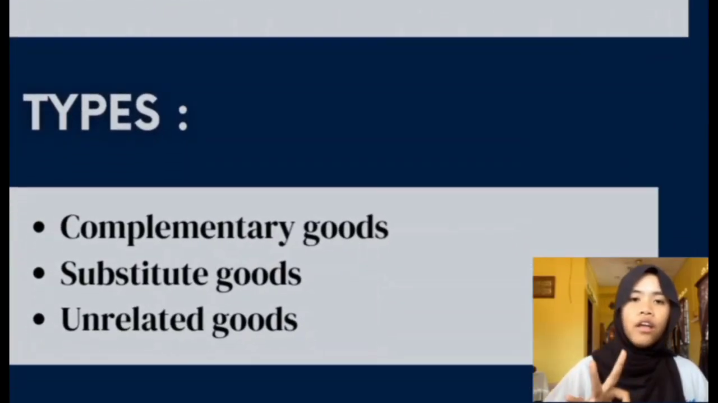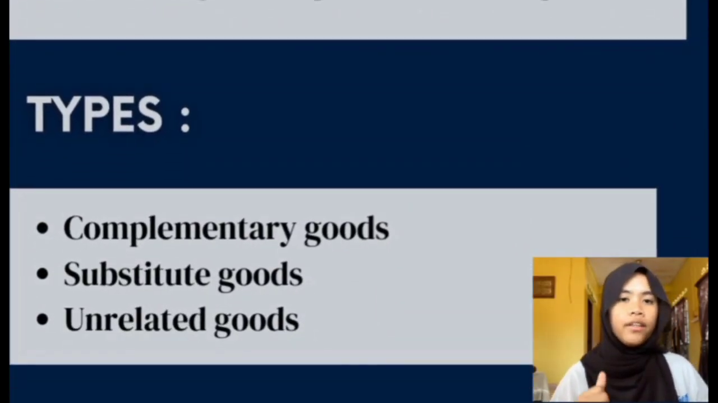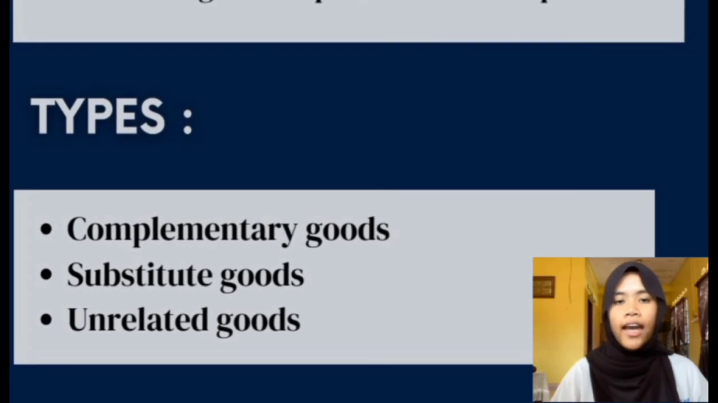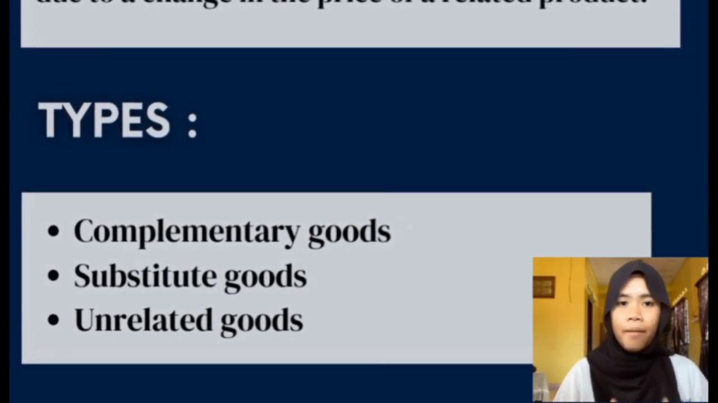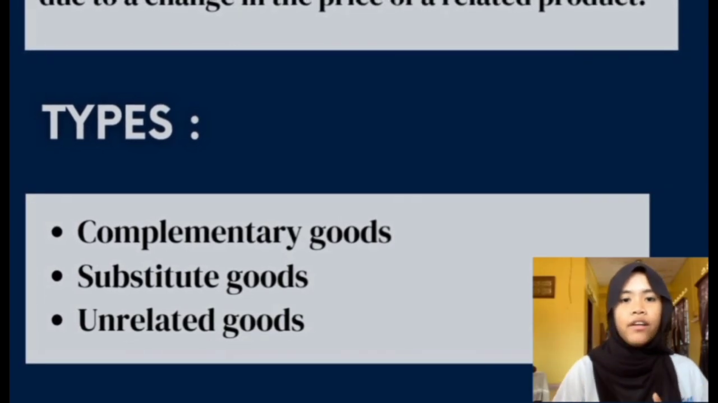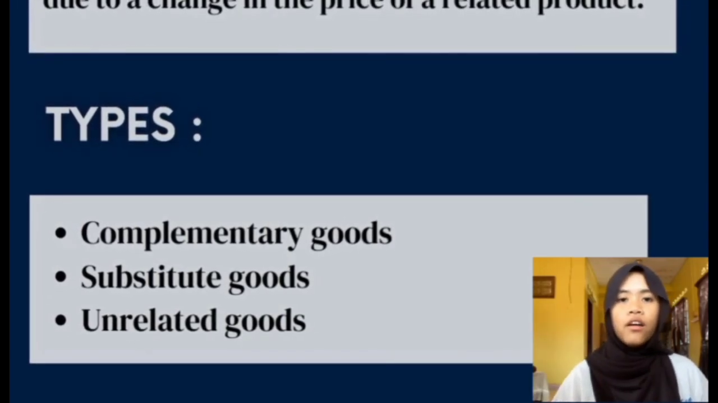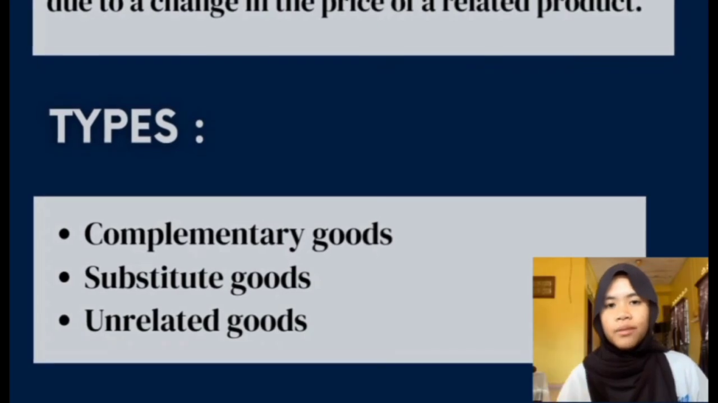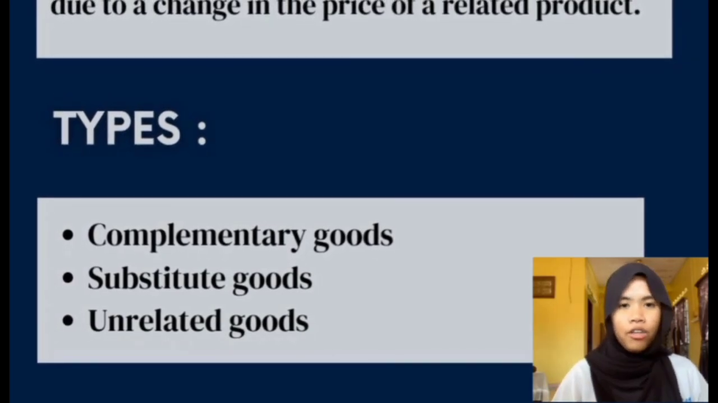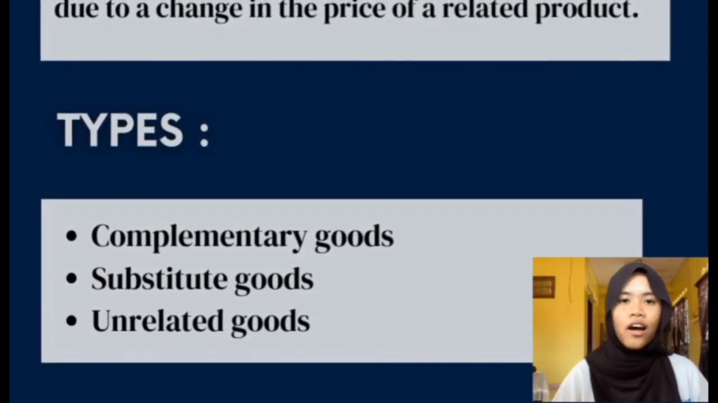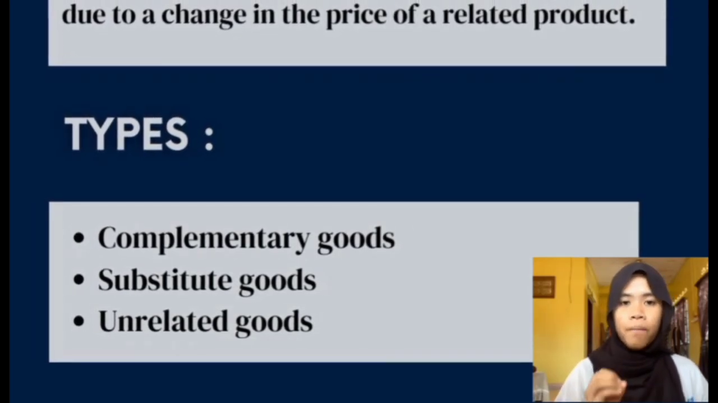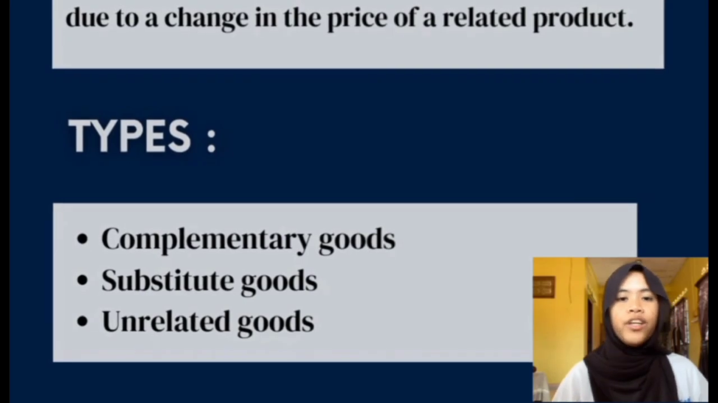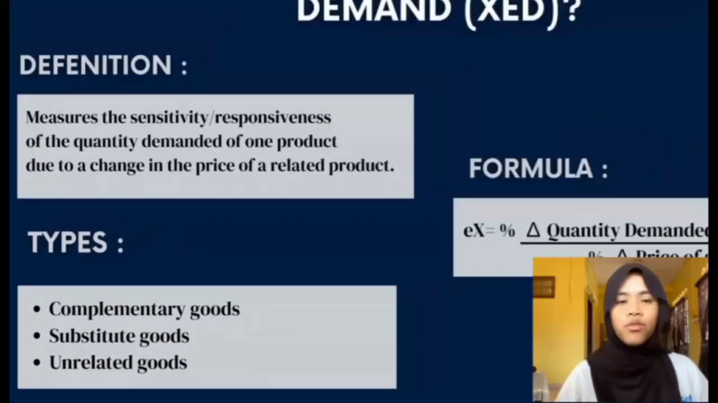XED covers three types of goods, which are complementary goods, substitute goods, and unrelated goods. To find out the types of goods, we can see the number. When the XED figure is positive, it means the two goods are substitute goods. But if it's negative, it means the two goods are complementary goods. And when the XED figure is zero, it means there is no relationship between the two items. So let's move on to the other questions.